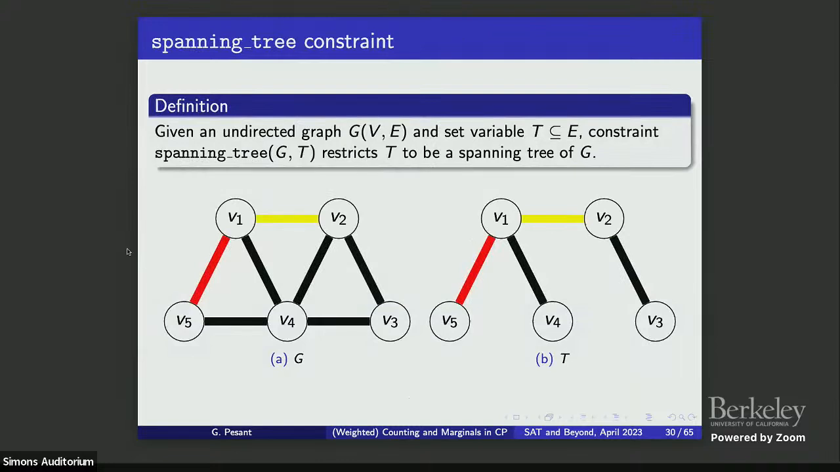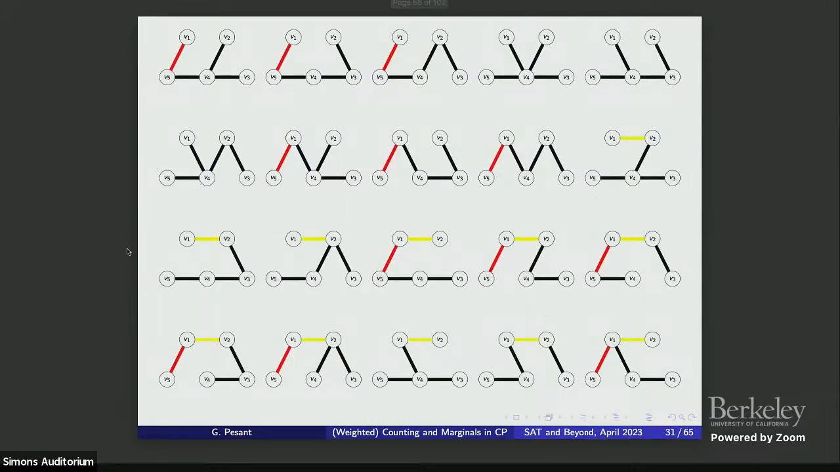another constraint and a nice theoretical result here, the spanning tree constraint. So you're given a graph, and you have a set variable T, which is a subset of the edges of your graph, and the spanning tree constraint asks that T must be a spanning tree of G. Okay, very standard. So given the graph here on the left, this is one example of a spanning tree for that graph. And if you want all of them, here are all the other ones.